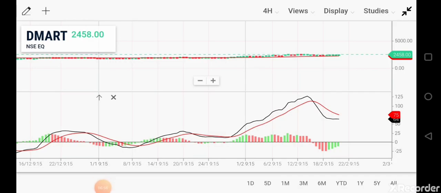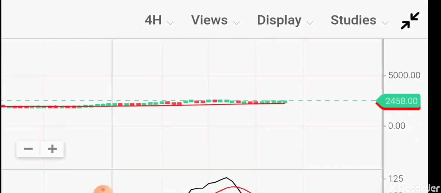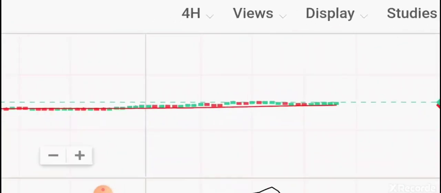Okay, so now we are back with the DMART share. Currently the DMART share is trading at around 2458 rupees. Below is nothing but the MACD indicator. You can directly go to the studies option here, and you can select the MACD indicator. This is the multi time frame. You can go to 5 hours, 4 hours, 30 minutes, 15 minutes.